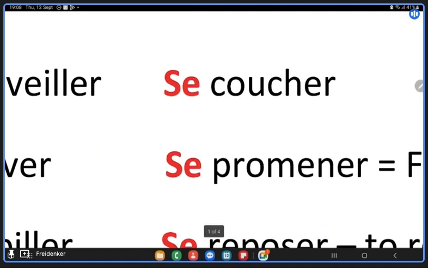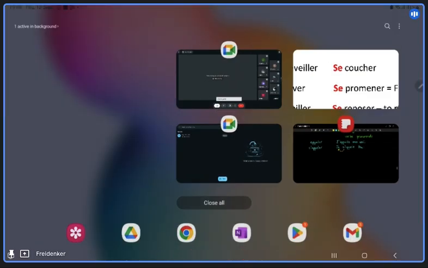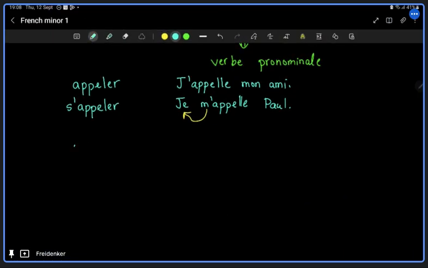Se promener means to go on a walk by yourself. Promener means to, for example, if you say you walk your dog, this is a valid English sentence in case some people are confused. Basically, you're taking your dog out on a walk. This becomes tu promènes. This is an ER verb.